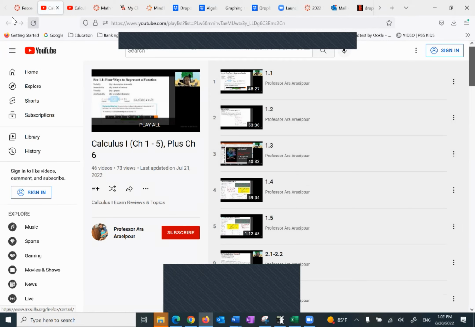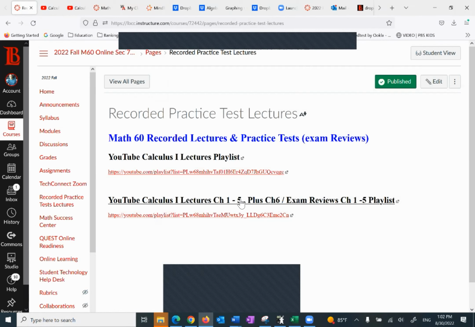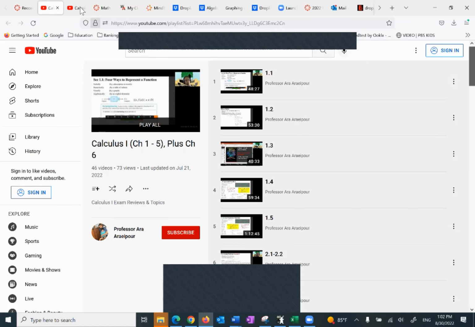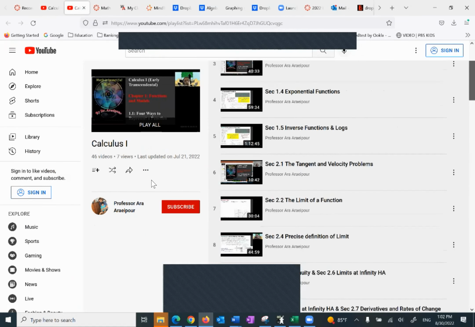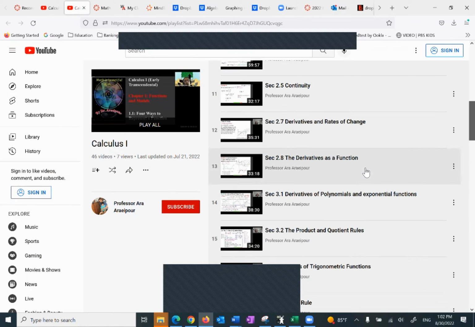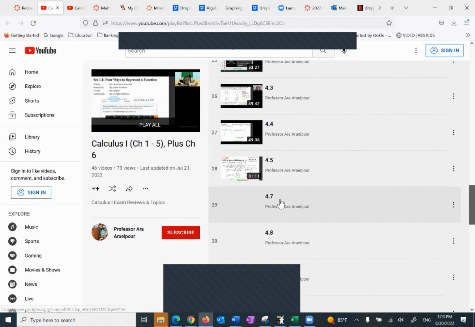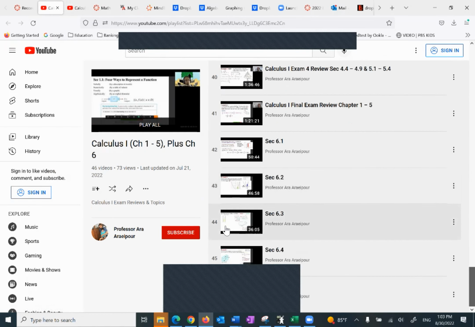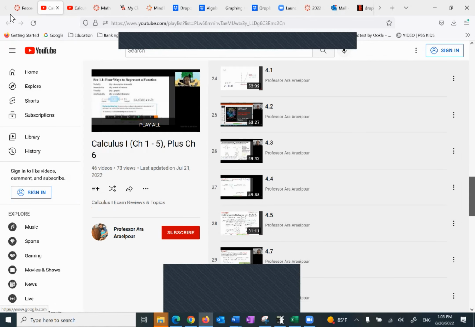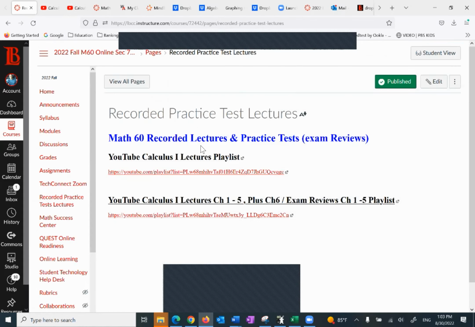So I want to make sure everybody understands the difference between the two. This one is from chapter 1 to chapter 5, and then I've added chapter 6. This one also has chapter 1, but different timing. So it is up to you which one you want to look at. I would recommend the first one probably, but it is up to you.